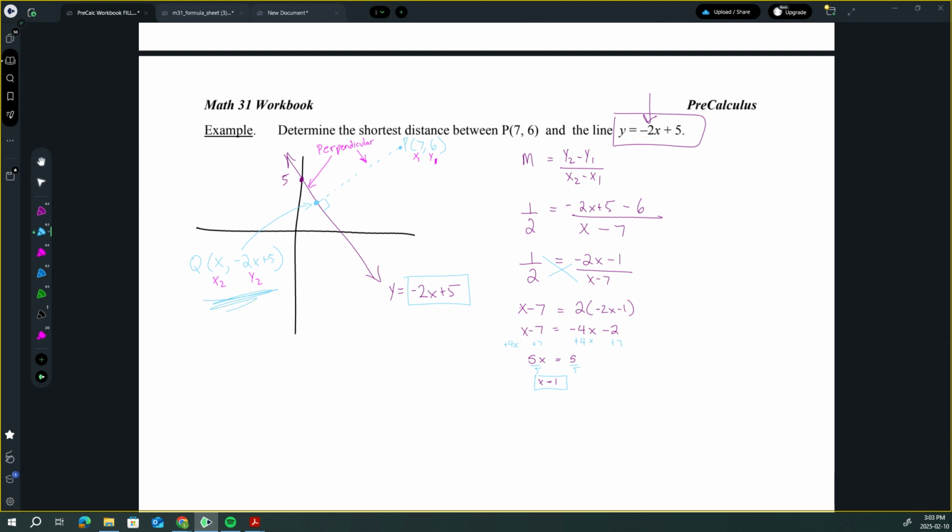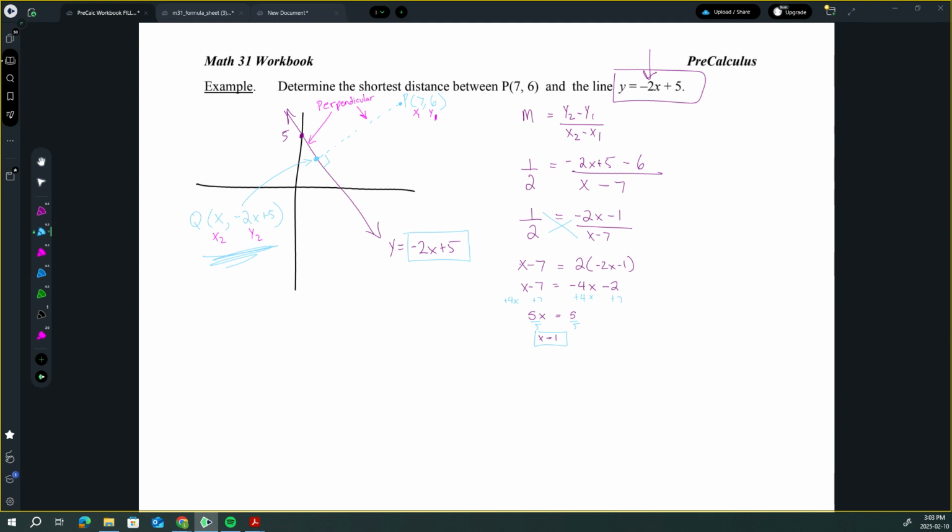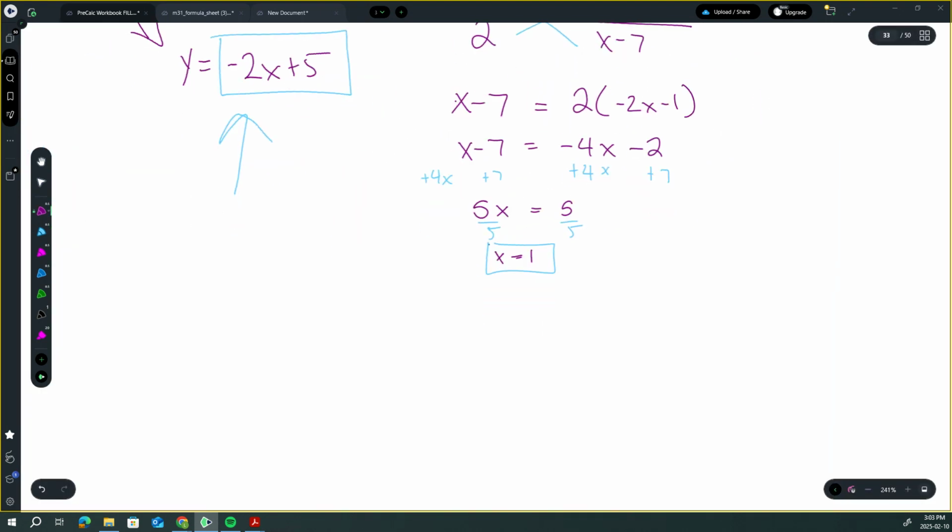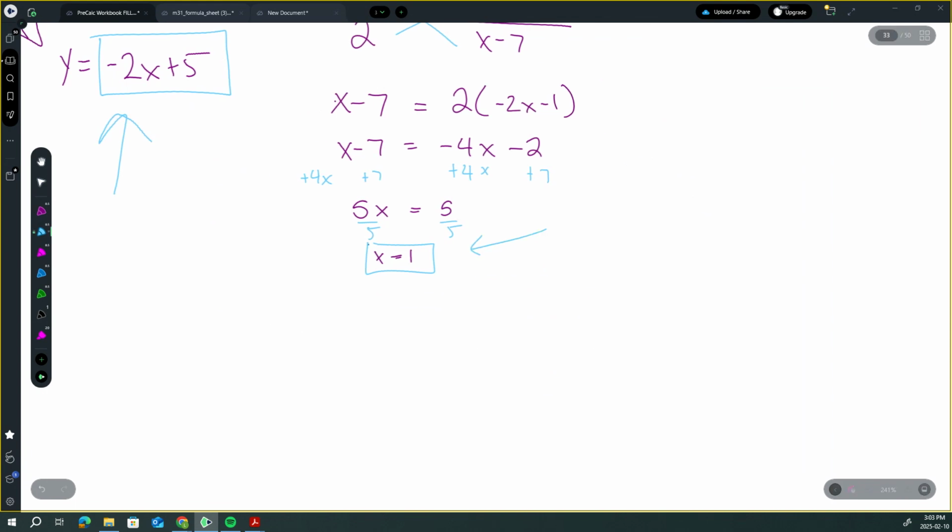Okay, so the whole point is we want to figure out what the coordinates are for point Q, so that we can figure out what the distance is between point Q and point P. That is our goal here. So we've found the x for point Q. Now we need to figure out what the y value is. Since we have the equation, all we need to do is substitute x into this equation to figure out the y coordinate of it. So maybe I'll just write that as a note. We need to find the y at this point, on the equation y is equal to negative 2x plus 5.